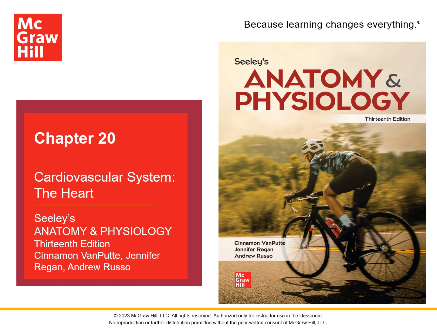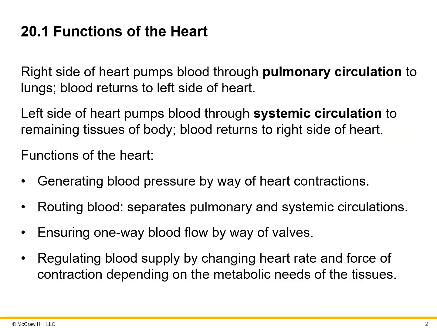All right, here in chapter 20, we're still on the cardiovascular system, but moving from the blood to talking more about the heart. So first of all, the functions of the heart. The right side of our heart is going to pump blood to the pulmonary circulation that's going to our lungs, and then returns the blood to the left side of the heart. Then the left side of the heart is going to pump blood to the systemic circulation, which is every other part of the body, so the remaining tissues, and returns it to the right side of the body.